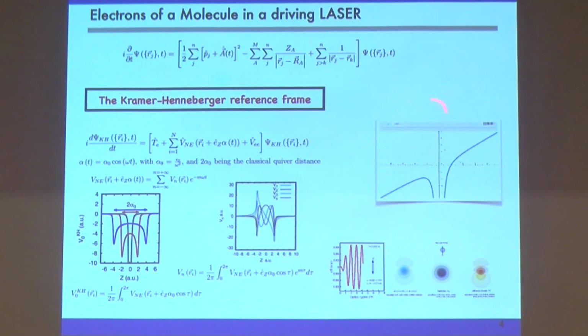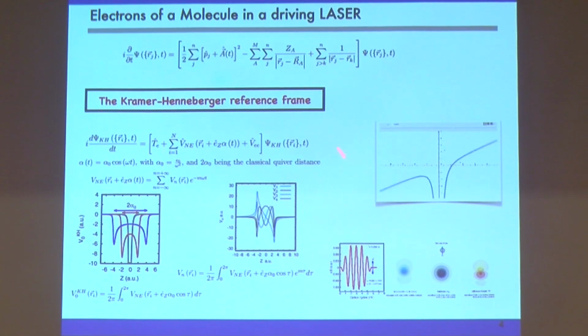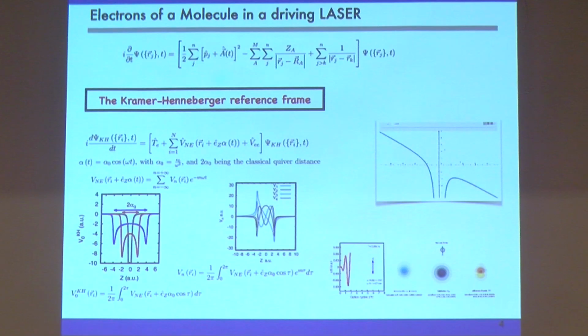So the idea is I have a single centered Coulomb potential. I have a linearly polarized laser which is on top of the Coulomb potential. So it's a dipole interaction that I'm looking at. Within this dipole interaction, with a sinusoidal oscillation of the laser, the Coulomb potential is going to do this.